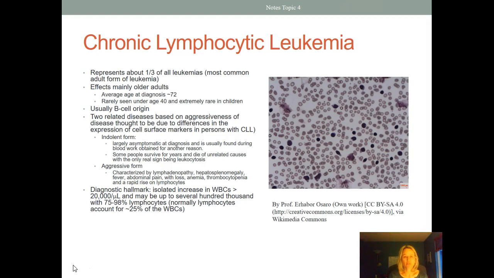So it affects mainly older adults. Average age of diagnosis is about 72. It's usually not seen in children or in people under the age of 40. It's usually from a B cell origin. So there's kind of two different diseases based on the aggressiveness of the disease. That's thought to be due to differences in expression of cell surface markers.